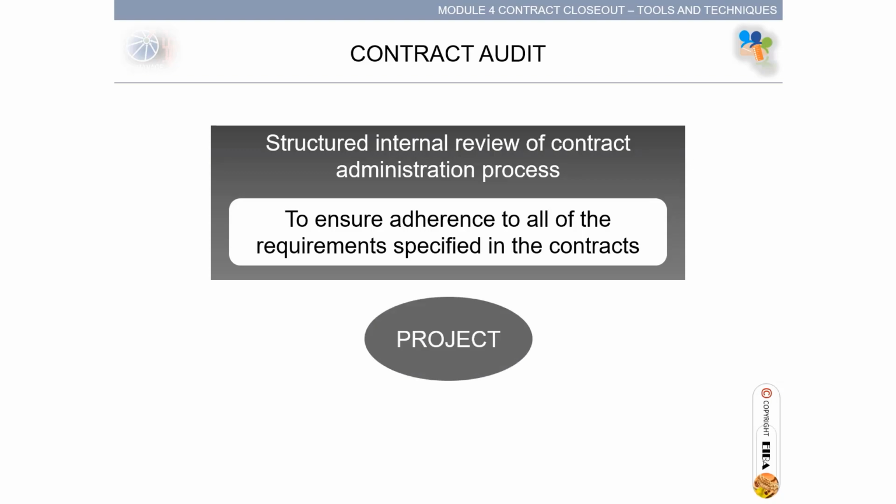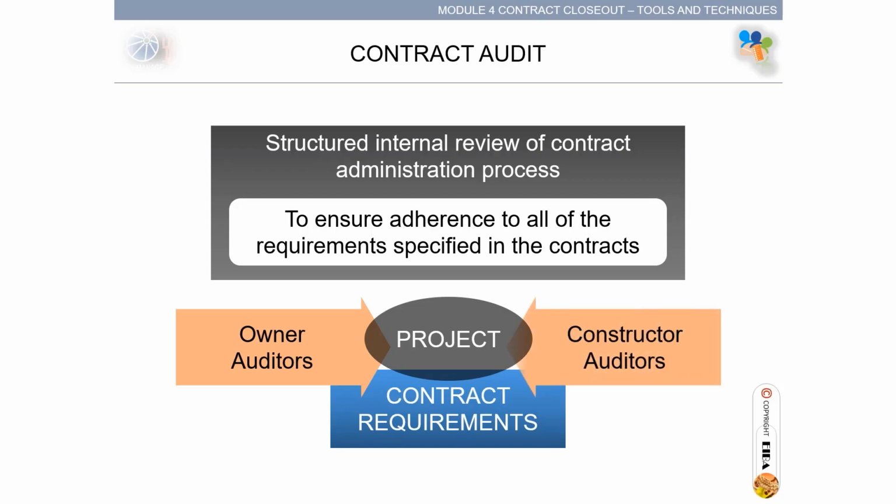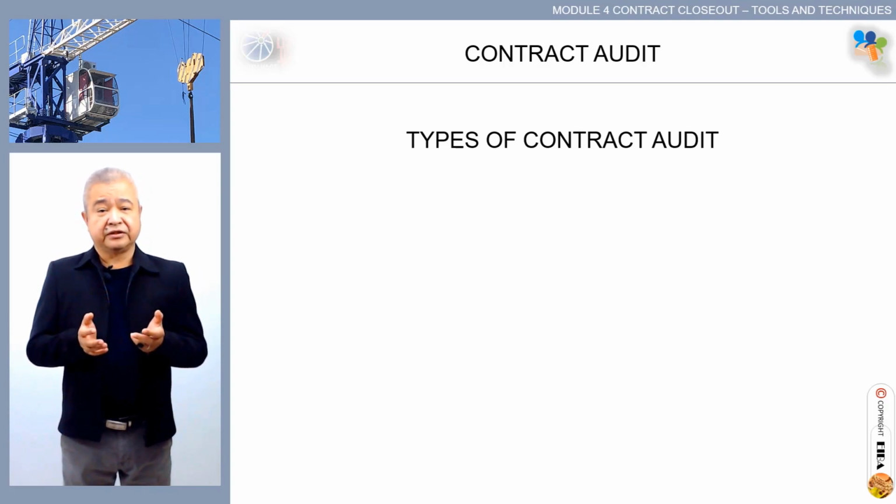Definitely, the project has contract requirements. The owner may have its owner auditors. The constructor may have its constructor auditors. Both auditors perform project audits. There are different types of contract audit. Successful companies audit themselves as a policy because of compliance requirements and for continual improvements.